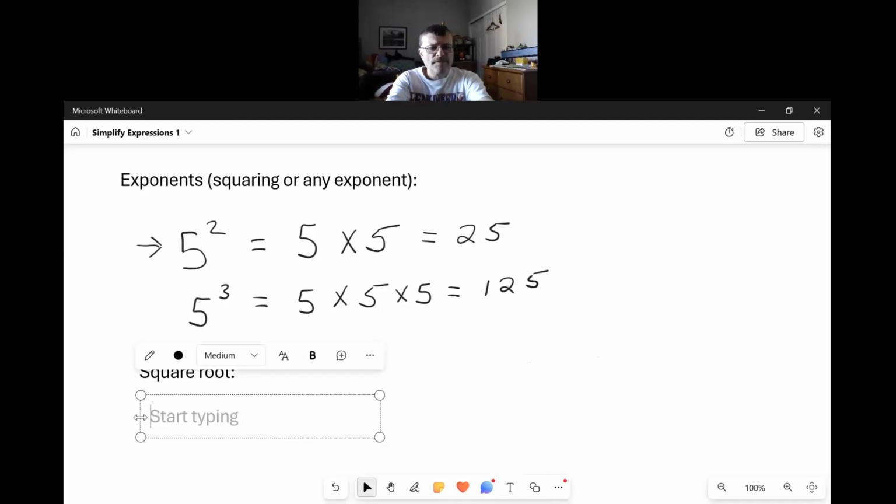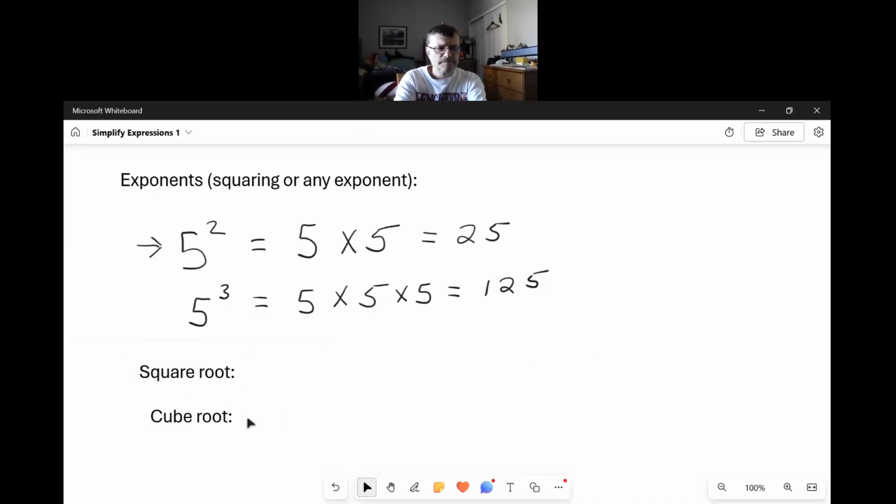So let's talk about the concept of a cube root. We're going to use 5 to the third as an example here. 5 to the third is the same thing as cubing a number. 5 times 5 times 5 is 125. Now, if I want to get back to where I started, we're going to take what's called the cube root.